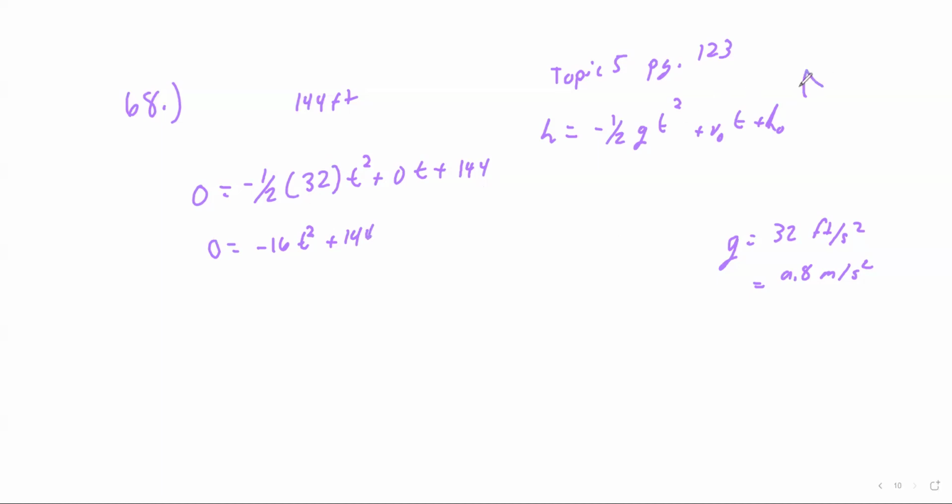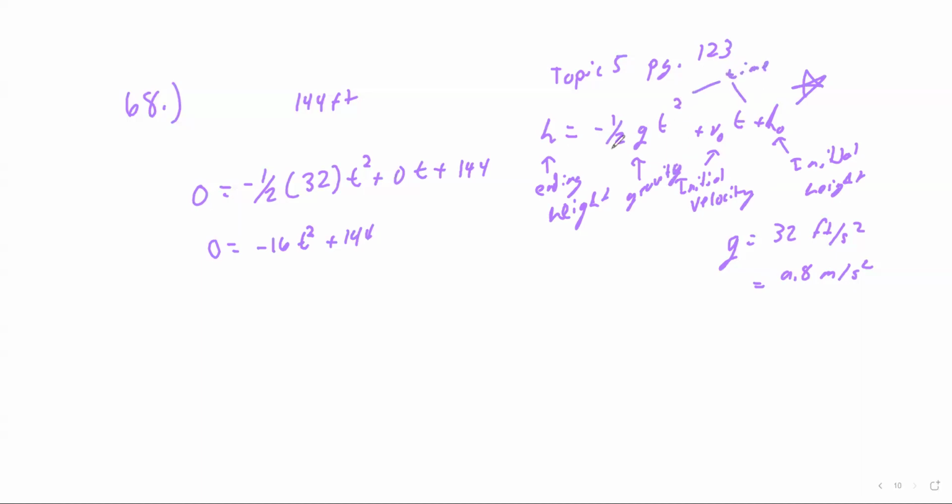And so there you go. The biggest thing is knowing this formula and knowing what everything is. This is gravity. This is just time. This is your initial velocity. And this is your initial height. This is your ending height. Then after that, when you plug it all in, you're just solving at that point by any method that you would like.